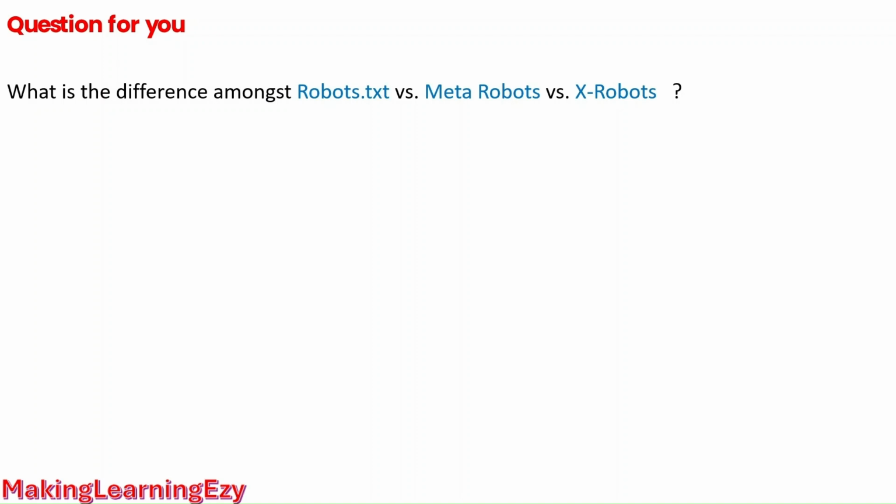Now a question for you: what is the difference amongst robots.txt, meta robots and X-Robots? These are the terms you will come across very often in SEO. Robots.txt we already discussed. Now you need to find the difference between these. Let me know the answer in the comment section. If you have any doubt, you can also comment.